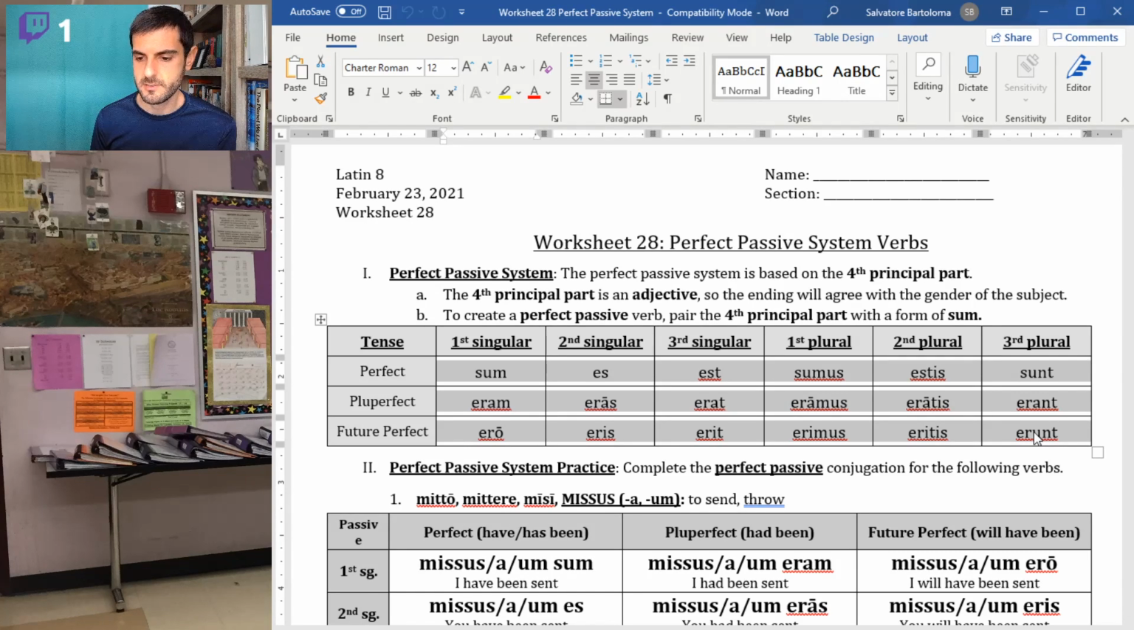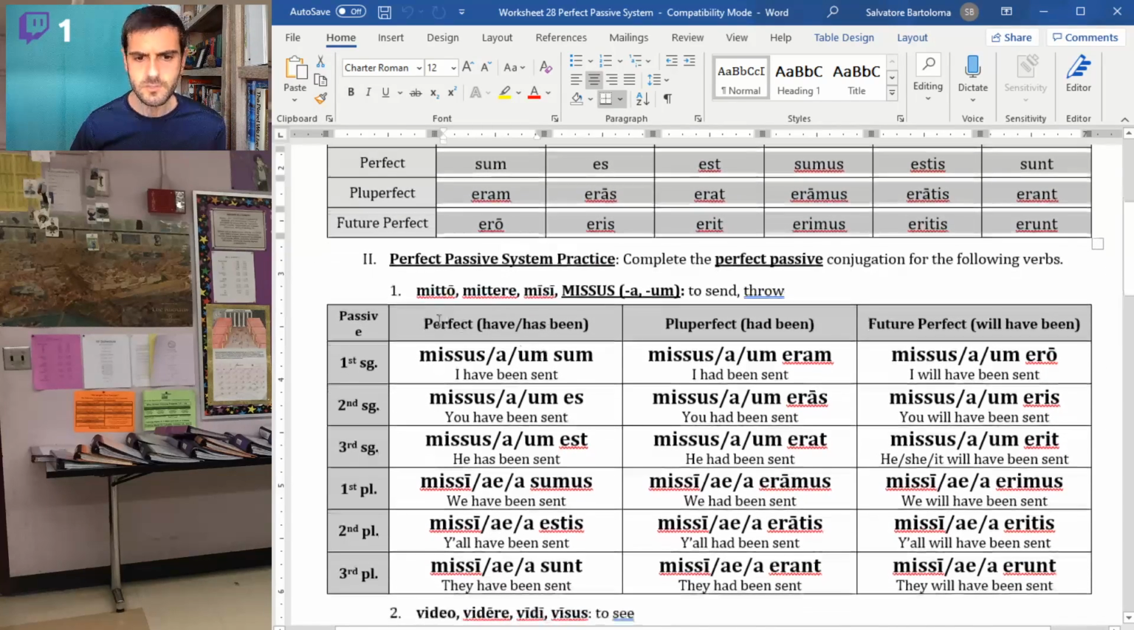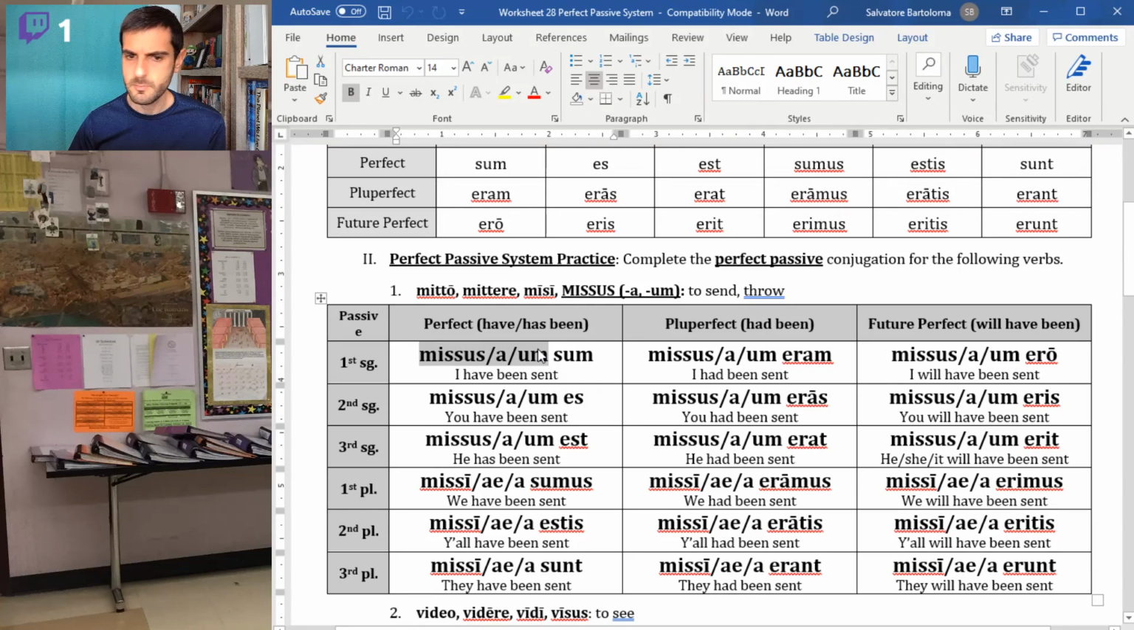So if you wanted to say something like positus sum, I have been placed. Positus es, you have been placed. Positus est, he has been placed. So you're going to have these two-word verb forms. If you look down here, this is all conjugated out. On the example here, I just left it kind of generic. Missus, missa, missum, depending on the gender, and then we're just pairing it with sum, es, est. Once you get down to the plurals, however, make sure that you use the plural ending. So missi sumus, missi estis, missi sunt.